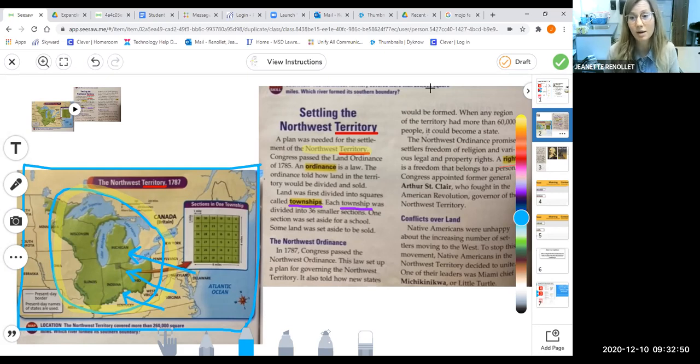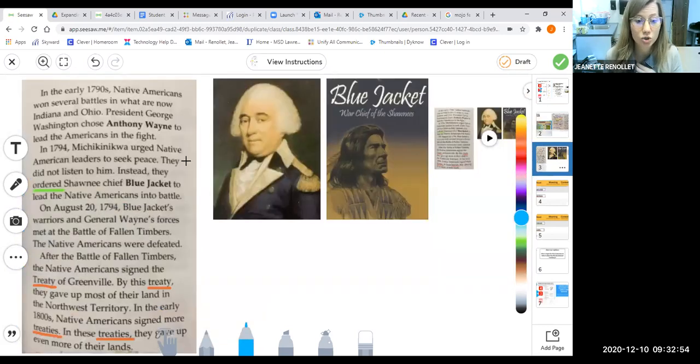Sometimes that created problems. We saw on page 3 that there were battles. It talks about how the Native Americans won some battles, but then we learn more and we see that the settlers, the colonists, started winning more and more battles. What happened when the colonists started winning battles?